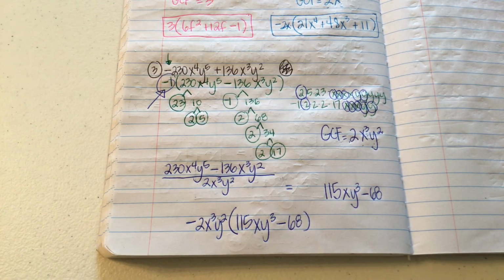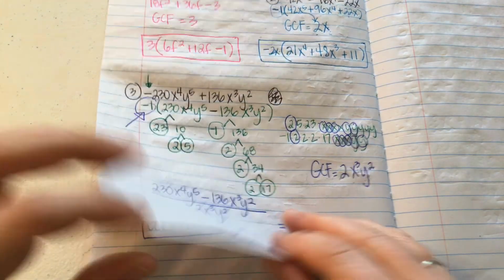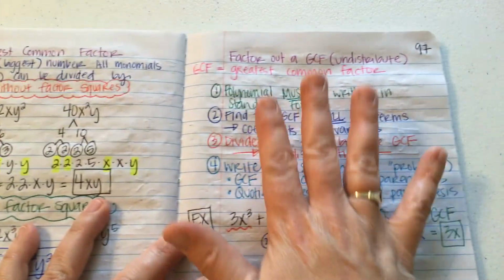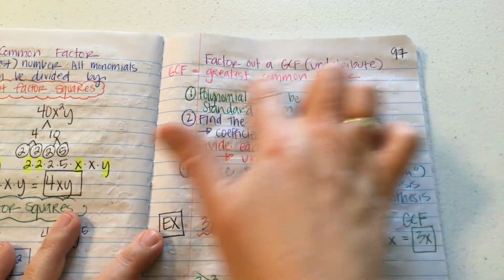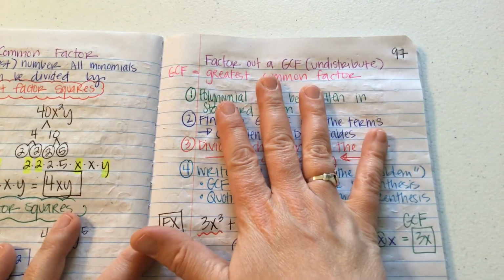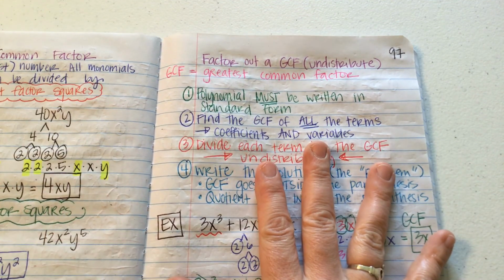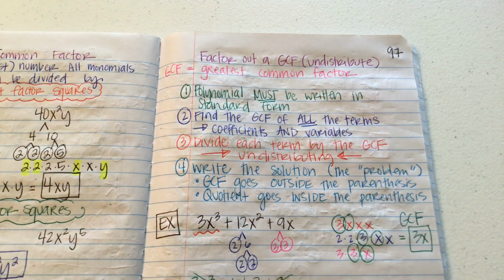All right, factoring. Factoring out a GCF from a polynomial. Follow these steps, right? These are the steps that you're going to follow. These are the things that you want to look at. Use your factor squares, and good luck. I am here if you have questions.